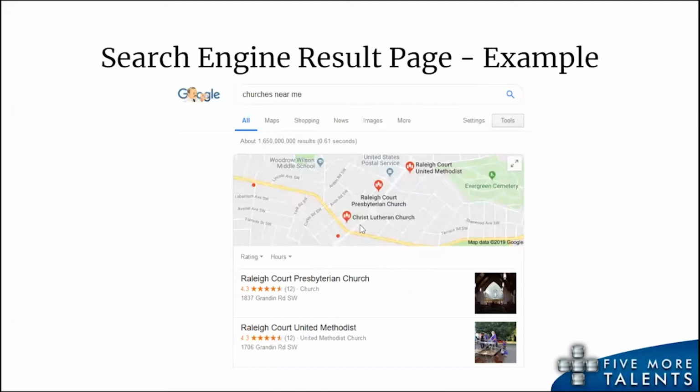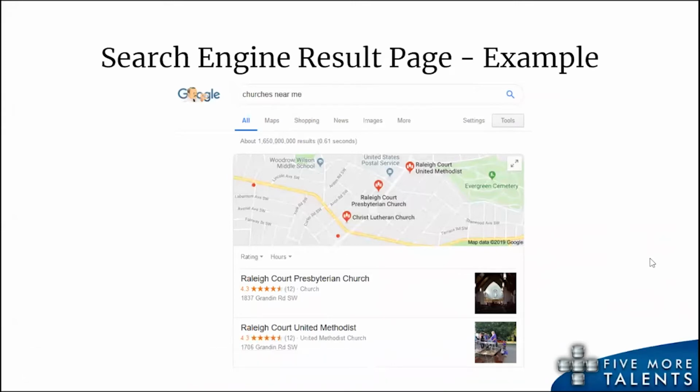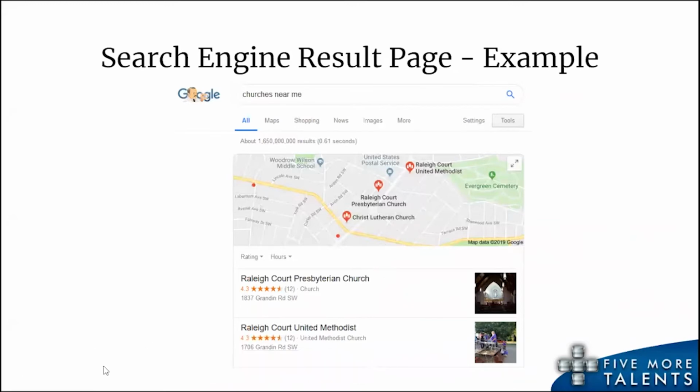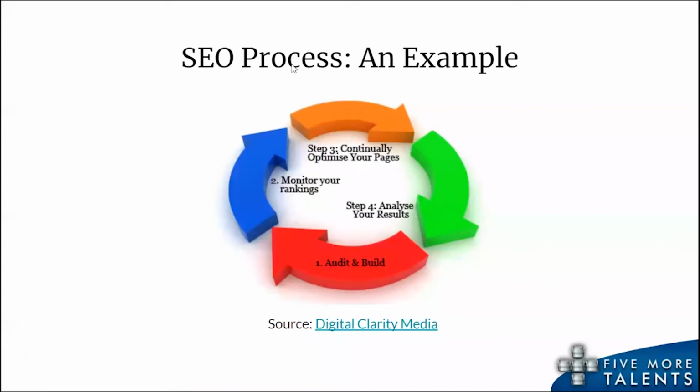I'll show you some points on the map, and then it'll call out those different churches, those different organizations on the map. And then below that, I don't have it shown in this picture, it'll show you just some regular search results with the title and a little snippet and a link to that page. So the question is, how do you get on a map like this? How do you get your church to show up like that? Well, there's a process. Again, SEO is a process.